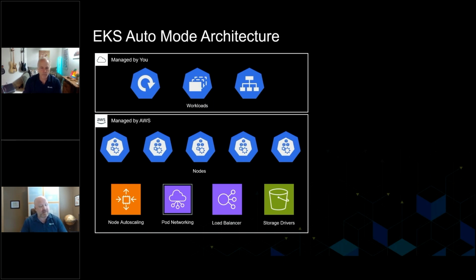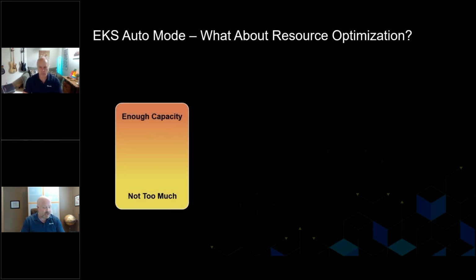Now, that having been said, if you recall a couple slides back, we mentioned that there are still some things that EKS Auto Mode doesn't do. So this picture isn't 100% complete. And that is when we're talking about things like optimization of workloads, optimization of the nodes that you're running. So Andy, I'm going to hand it back to you to cover this next slide where we talk a bit more about resource optimization.